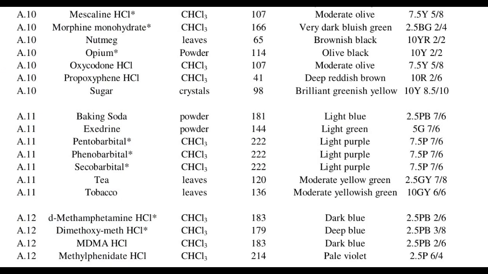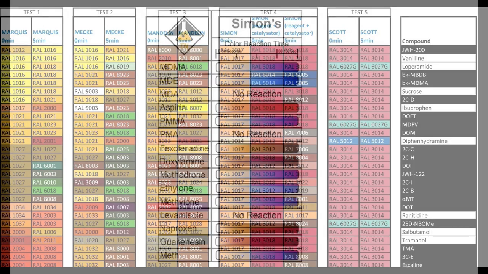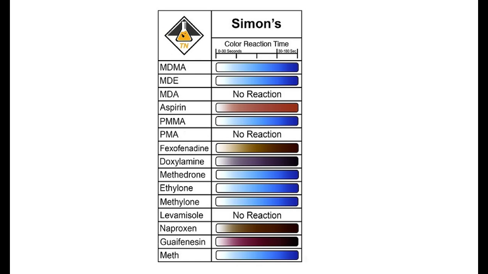Procedure: add 1 volume of solution A to the drug, followed by 2 volumes of solution B. This test appears to be most useful for the detection of secondary amine drugs like methamphetamine and MDMA, although there are some primary amine drugs like 4-fluoroamphetamine that will also give a color change, although not the same color as methamphetamine or MDMA. But it gives a color change nonetheless.